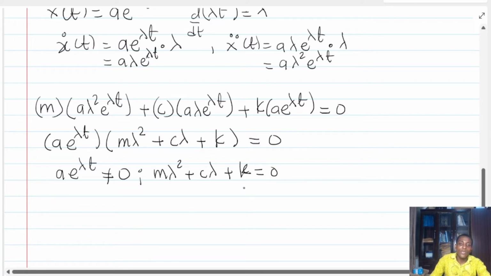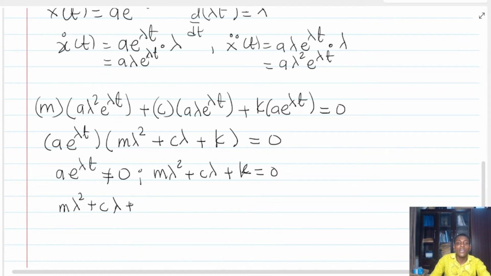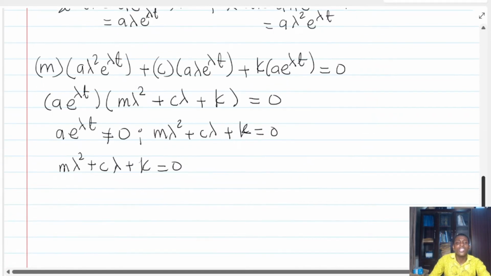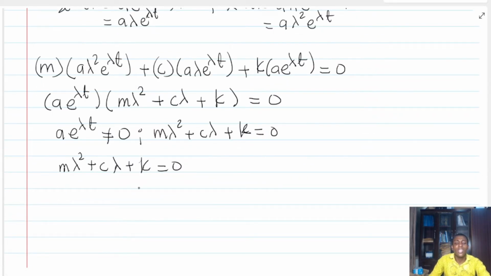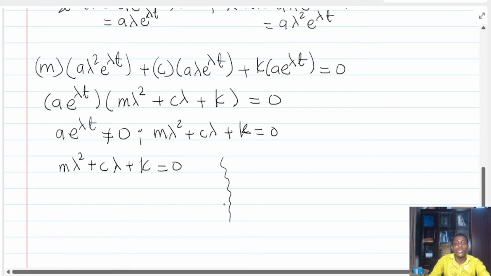Now, when you get to this point, you have gotten to something you are familiar with, something you have been doing since elementary school. And this is what we call the quadratic equation. So I've gotten a quadratic equation in terms of lambda. And to find the roots of this quadratic equation, I'm going to use what we call the almighty formula. I'm sure you know this formula.